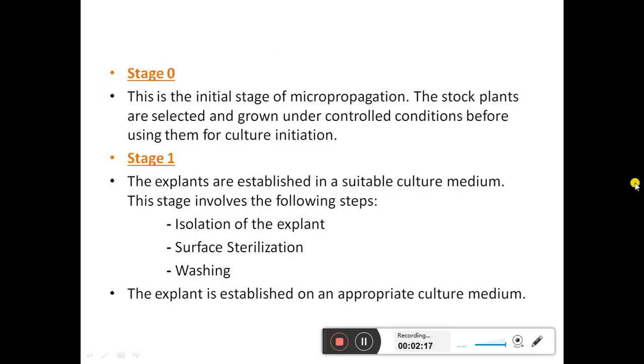Stage 0 is the initial stage of micropropagation. The stock plants are selected and grown under controlled conditions before using them for culture initiation. Stage 1: the explants are established in a suitable culture medium. This stage involves the following steps: isolation of the explant, surface sterilization, and washing. The surface sterilization we mainly do with distilled water, mercuric chloride, alcohol, Tween 20, etc. The explant is established on an appropriate culture medium.